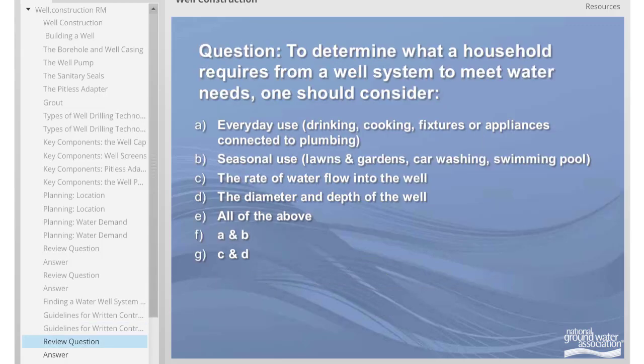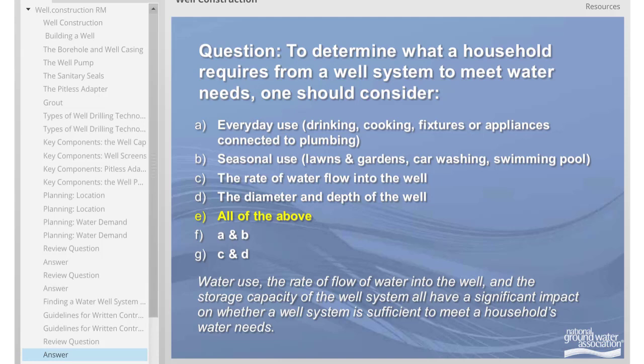Here's a review question. To determine what a household requires from a well system to meet water needs, one should consider A. Everyday use such as drinking, cooking, and fixtures or appliances connected to plumbing. B. Seasonal use of water, such as for lawns and gardens, car washing, and pools. C. The rate of water flow into the well. D. The diameter and depth of the well. E. All of the above. F. A and B. And G. C and D.